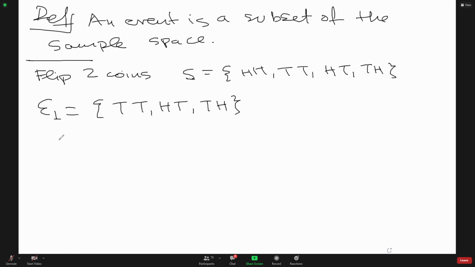Any subset is an event. Actually, also the empty subset is an event. It's the empty event, which can never happen. And also the whole space is an event, which always happens, because if you do an experiment, one of these things must happen, must be observed. Let me remind you that in general, because this will be important, we will denote by E prime the complement of E, which is all the elements in the sample space that do not belong in E. This is the complement.